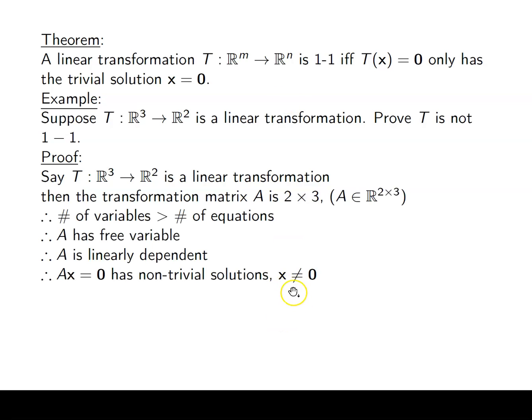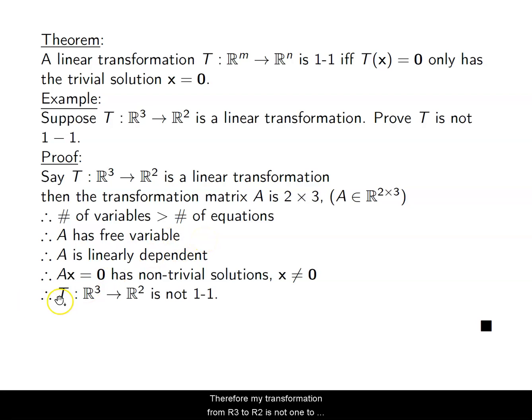Okay. And x in this case is not going to be the 0 vector, because there's an infinite number of ways for this to happen, because I'm linearly dependent, right? I have a free variable. Therefore, my transformation from R3 to R2 is not one-to-one. Okay, so this is still a direct proof, but this is what I would call a non-algebraic proof.